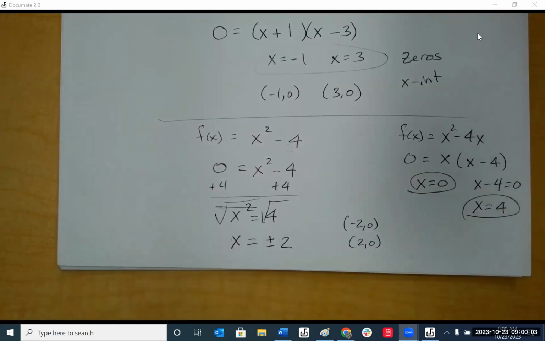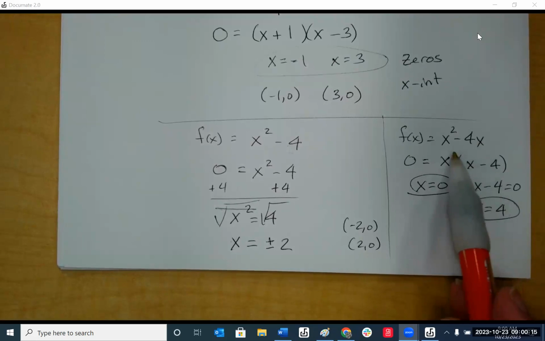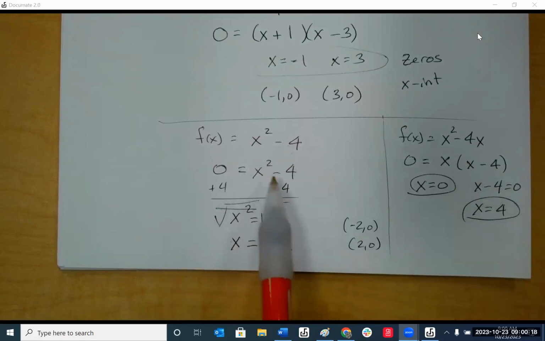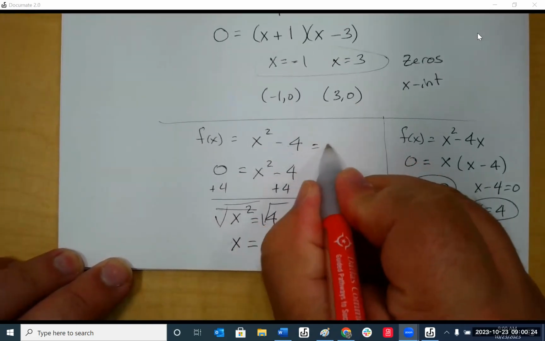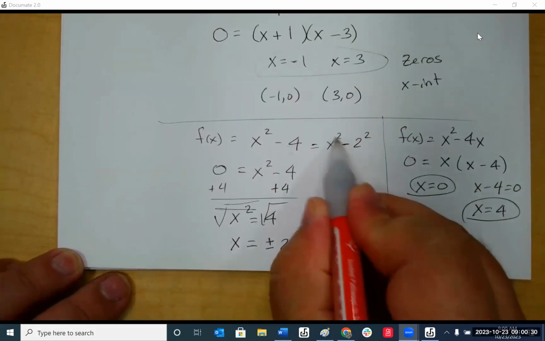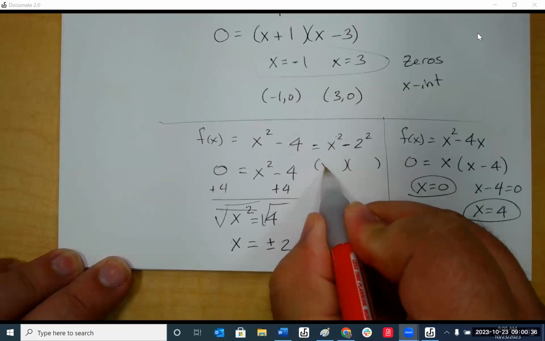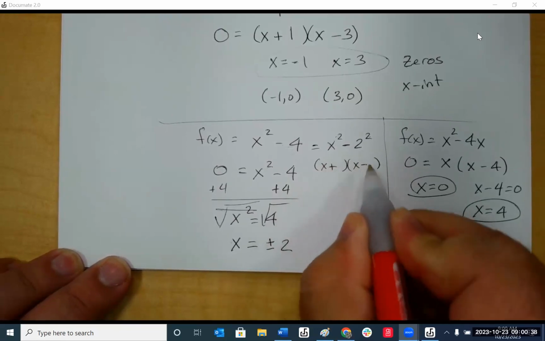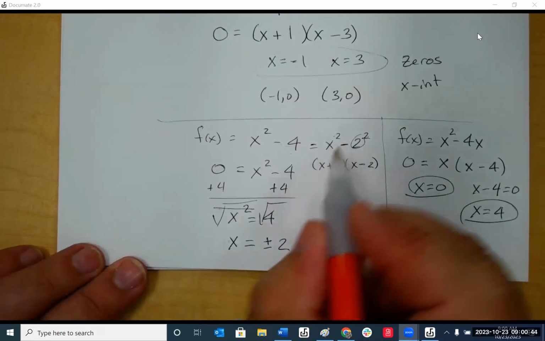So these are my x-intercepts. This is called factoring. Since they both have something in common, you can factor it out. We could get the same answer. 4 is made up of 2 times 2. So it's the difference of 2 squared terms. It's x plus 2, x minus 2. That's called the difference of 2 squares.